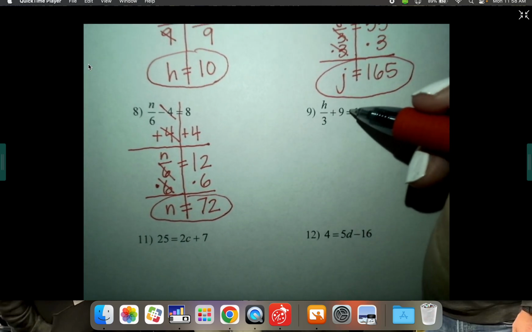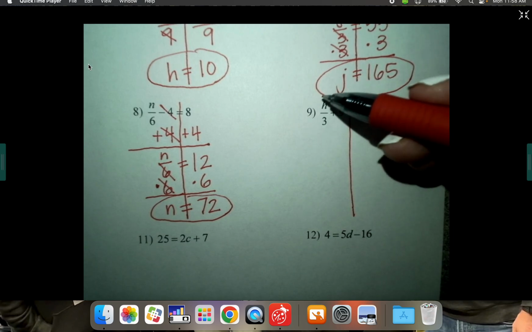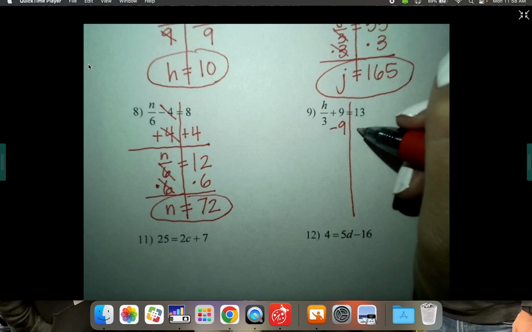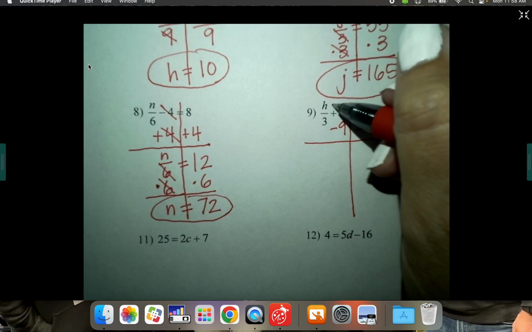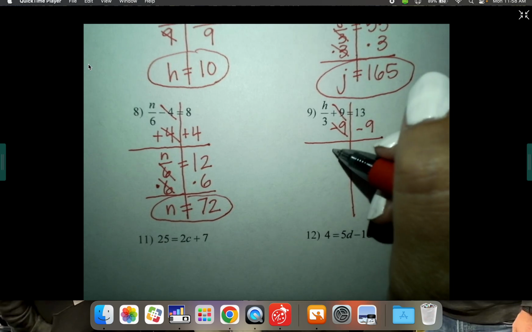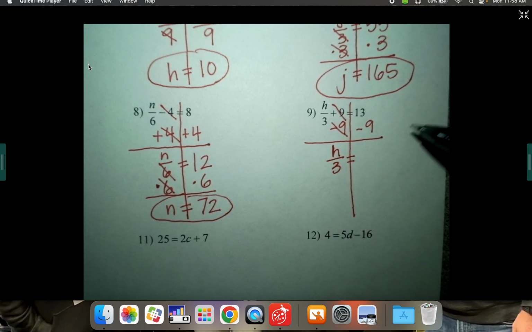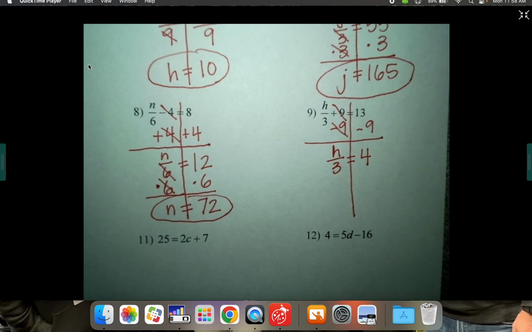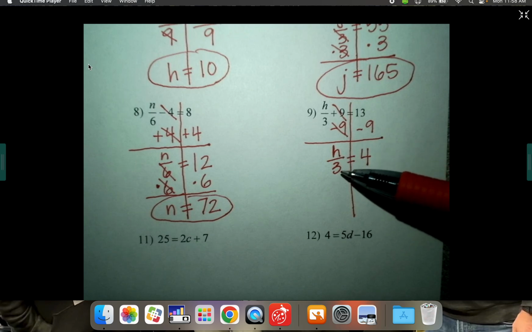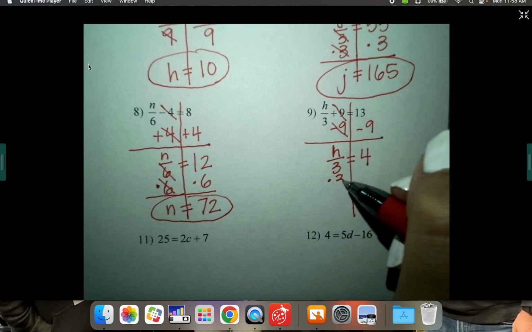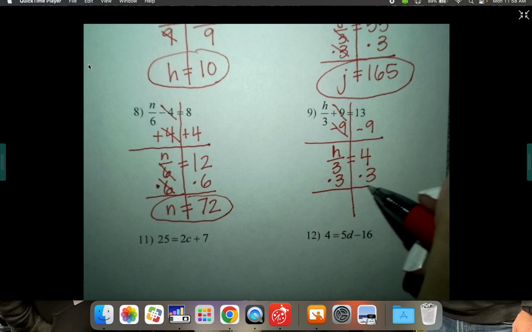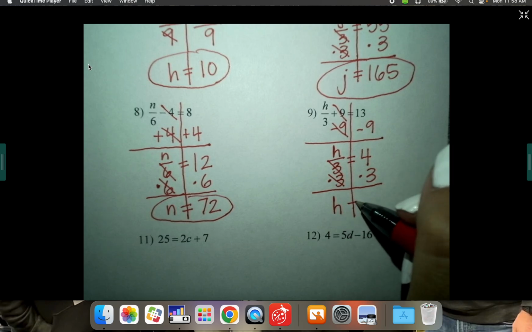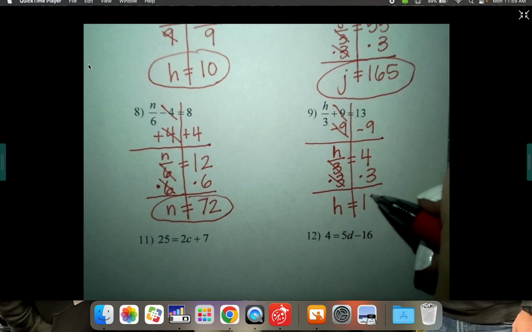9 is exactly like 8. So we're going to not do this part first. We're going to get rid of the plus 9 by subtracting 9 on both sides. Cancel, cancel. Bring down your h over 3. 13 minus 9 is 4, I believe. And remember, h is being divided by 3. So the opposite is to multiply by 3 on both sides. That's how you can cancel them out when they're opposites. Then you have your h. 4 times 3 is 12.